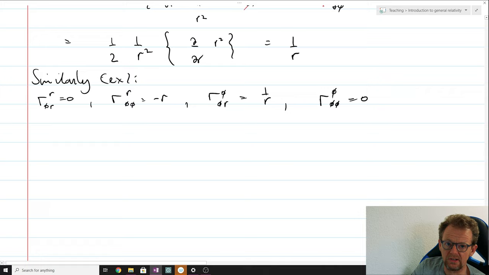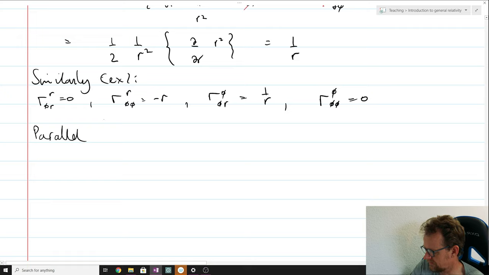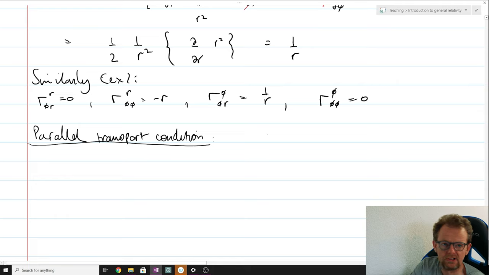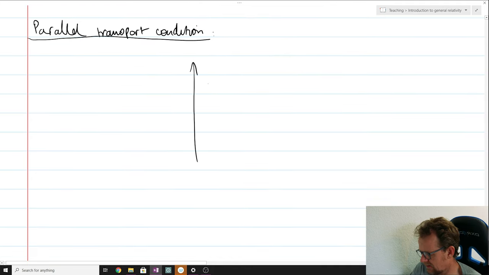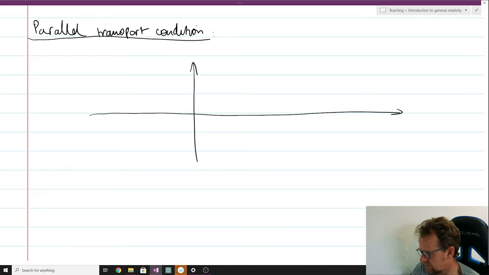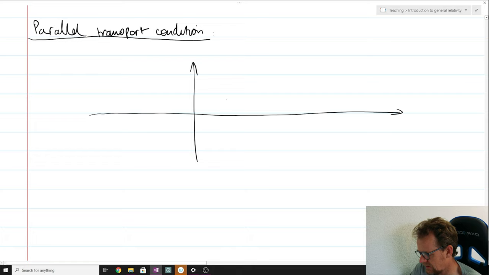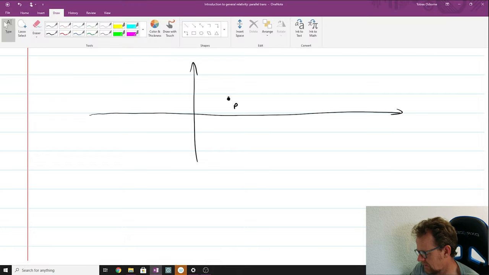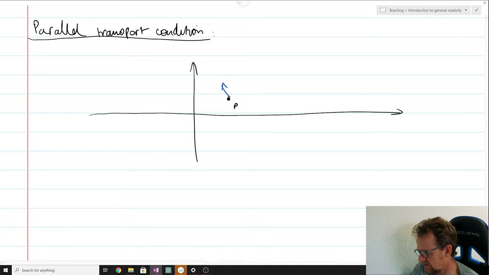So now let's actually do a computation of parallel transport in this new coordinate chart. We could parallel transport along any curve that we could imagine, but let's just keep life simple. So imagine we have a vector at the point P with some radial coordinate r and some angular coordinate φ. And imagine we're going to parallel transport along the radial direction.